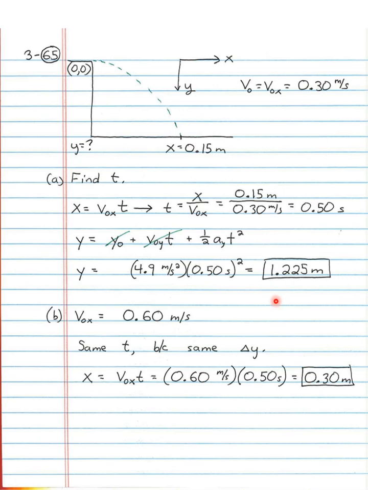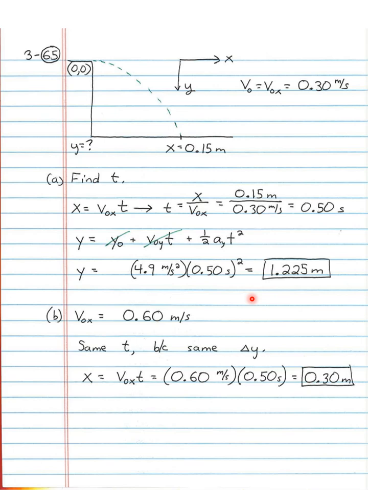Now, question B gives us a different scenario. It says, if another ball rolls off the same table at 0.6 meters per second, how far from the base of the table does it hit? Okay, so same table drop, it's still going to drop 1.225 meters. And if it's dropping the same distance, it's still going to fall in the same amount of time, no matter how fast it's going horizontally.